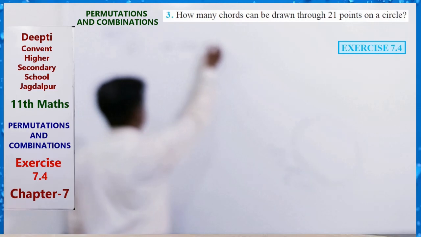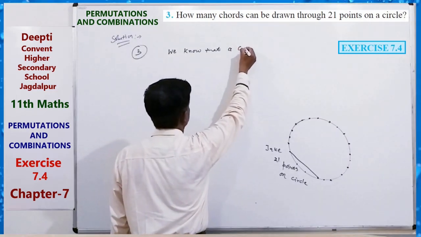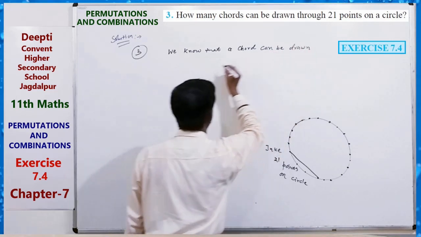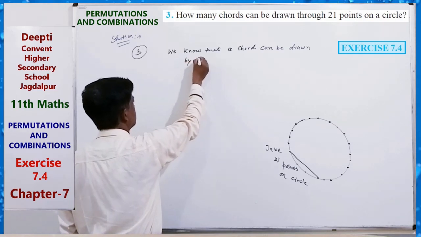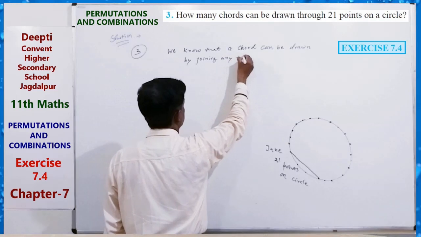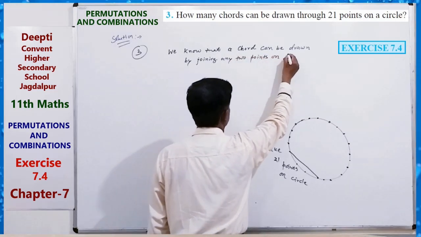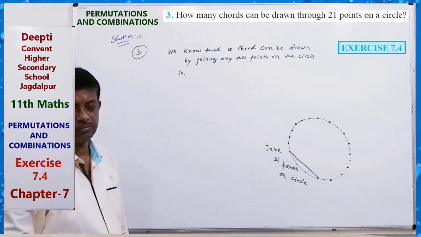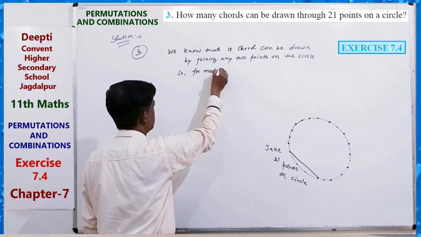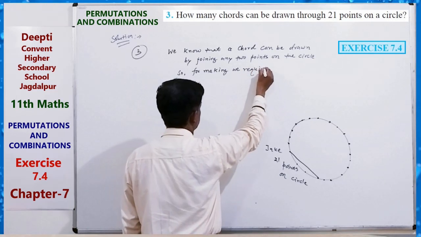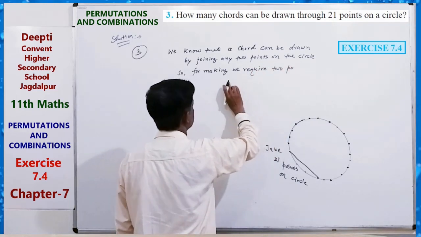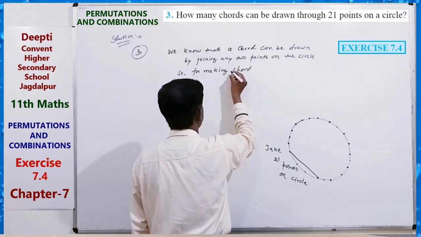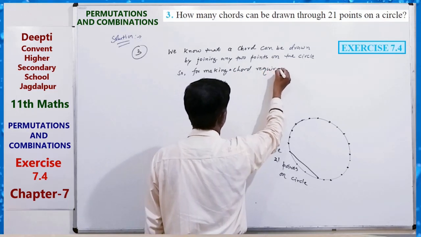We know that a chord can be drawn by joining any 2 points on the circle. So for making chords, we require 2 points.